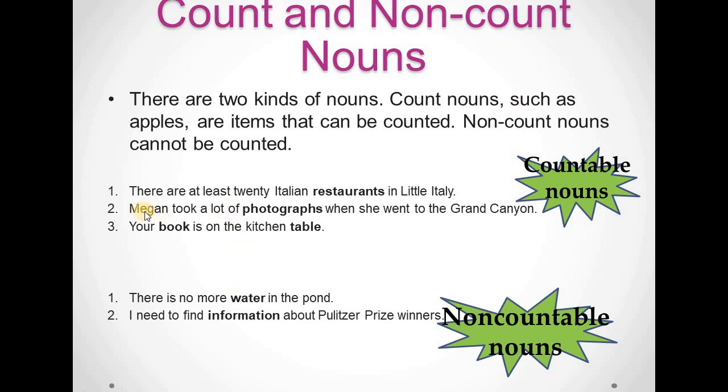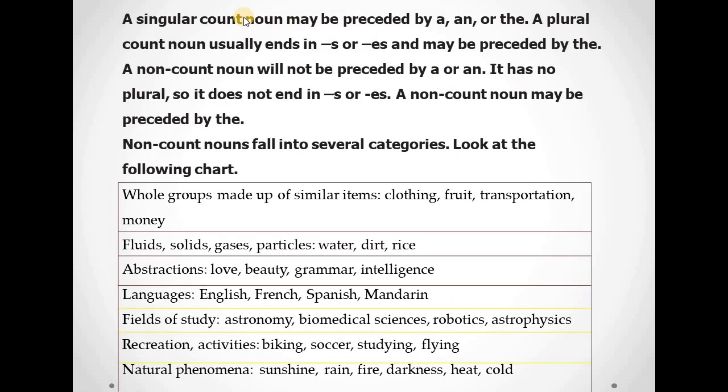And here, Megan took a lot of photographs. Photographs is a countable noun. We can count it. Also book, also table. Now information is a non-countable noun. So water and information, and more examples of course, are non-countable nouns.